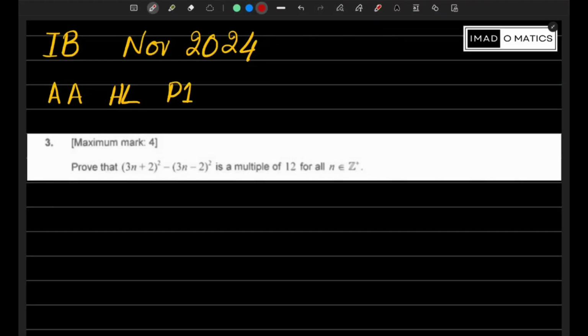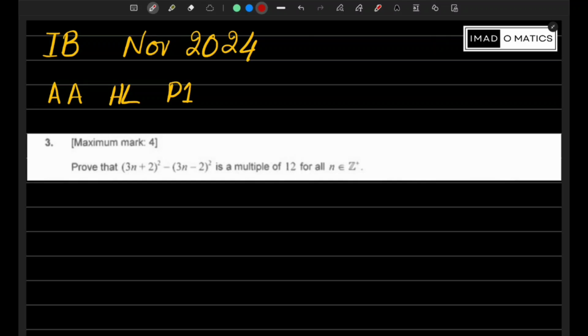Guys, as we are solving paper November 2024 IBL P1, two questions I have already solved. Now it's time to solve question number 3, which states: prove that (3n + 2) whole square minus (3n - 2) whole square is a multiple of 12 for all n belongs to Z plus.